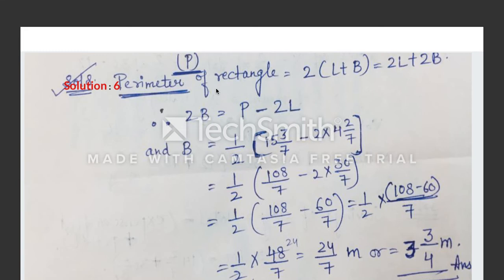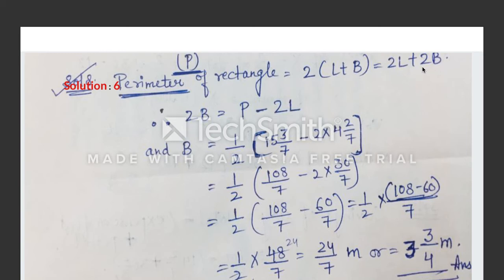What's the formula for perimeter of a rectangle? Rectangle is, you can see it on the screen. Screen is also rectangular in shape. It is having length and it is having breadth. So what's the formula for perimeter? Add all the sides. Length plus breadth. Twice length plus breadth. Clear? Twice length plus twice breadth.